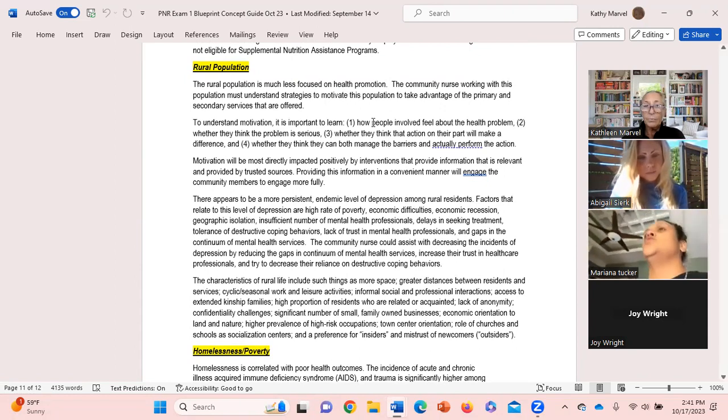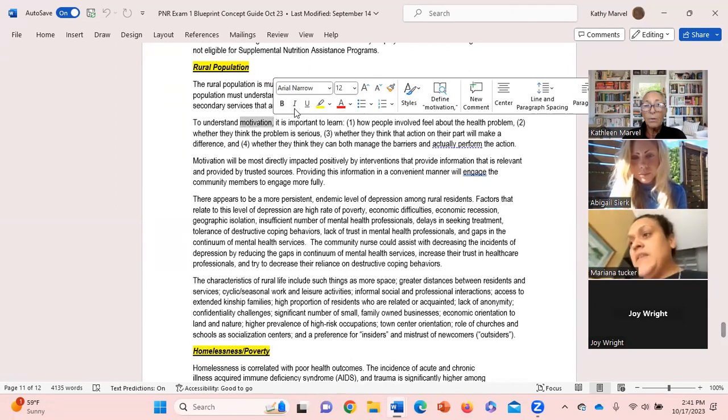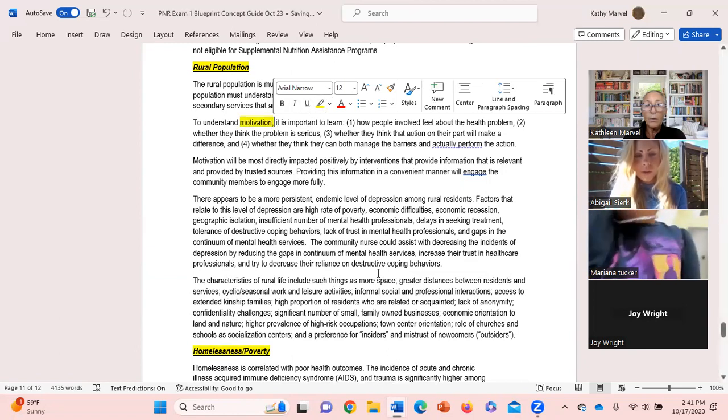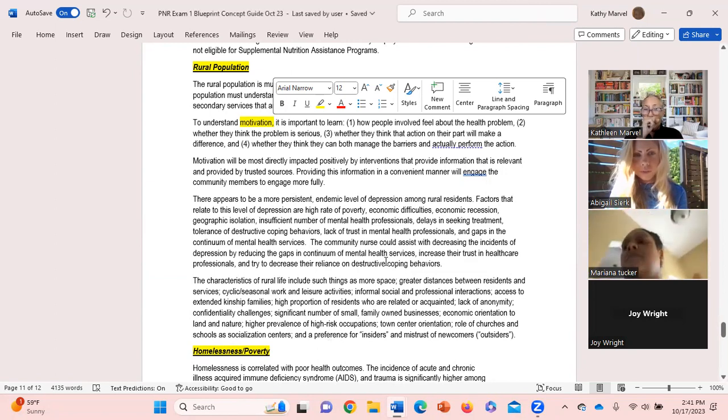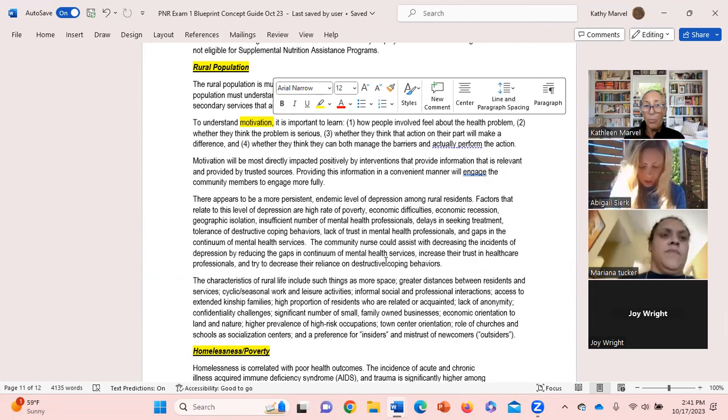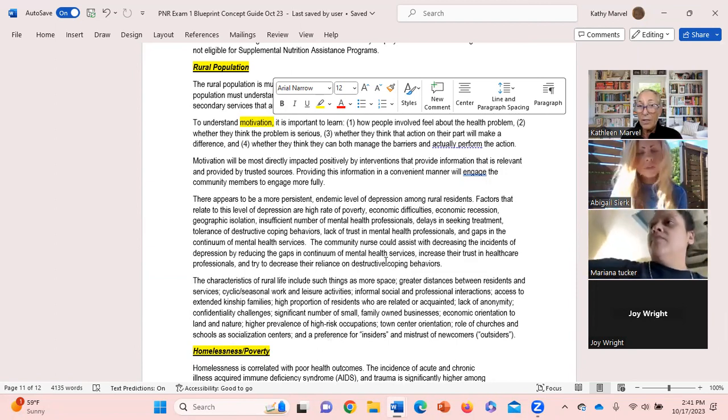Well, this talks about how to understand motivation. What do we need to help this population with? Find out how they think about the health problem. Do they think it's serious or not? Do they think that if they go to the doctor, it will make a difference?